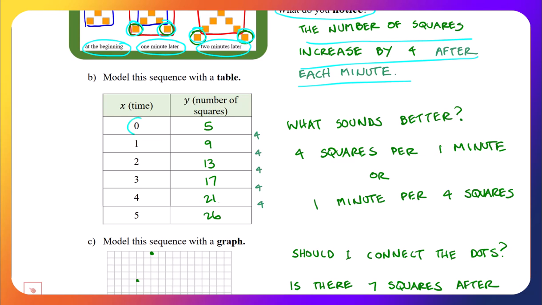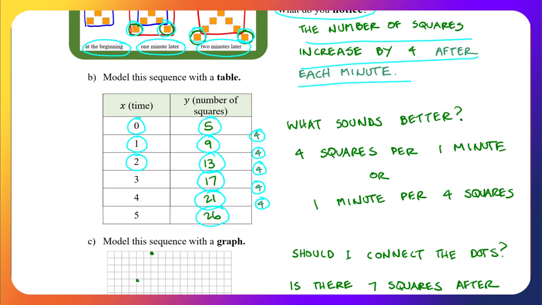at the beginning we have 5 squares. After the first minute, 9 squares. After the second minute, 13 squares. And each time the number of squares increase by 4. If we continue that pattern, add 4, add 4, add 4.